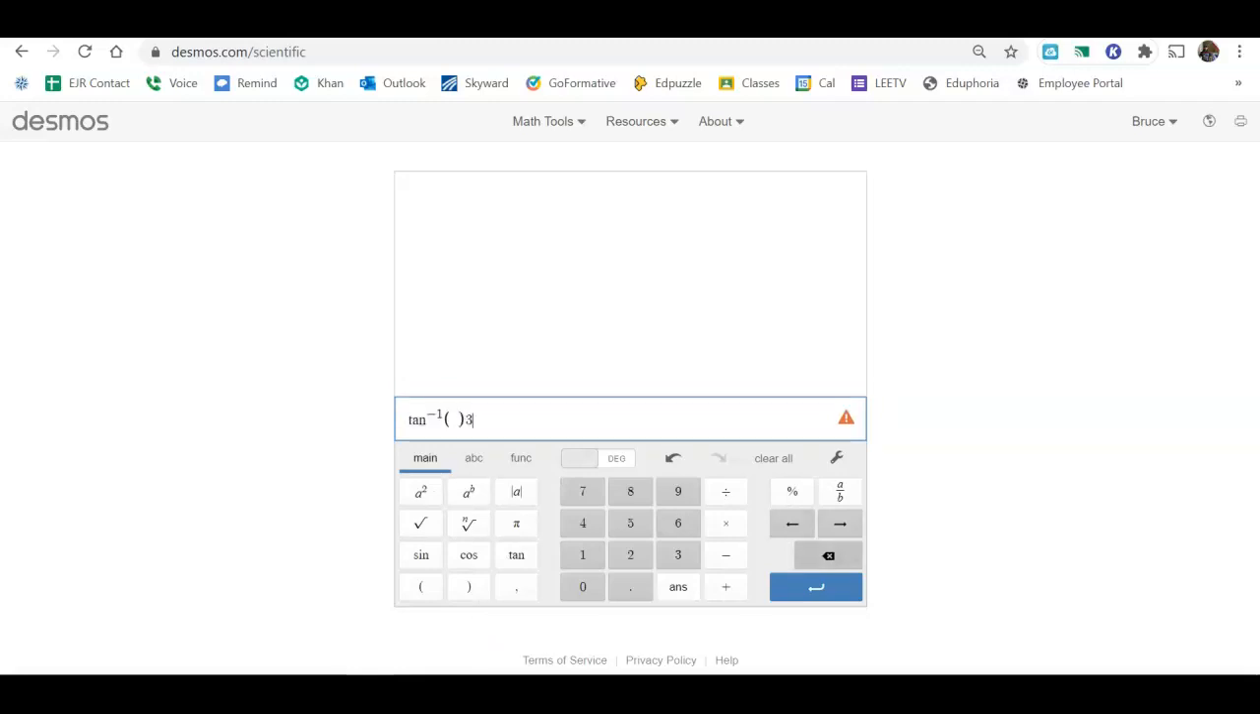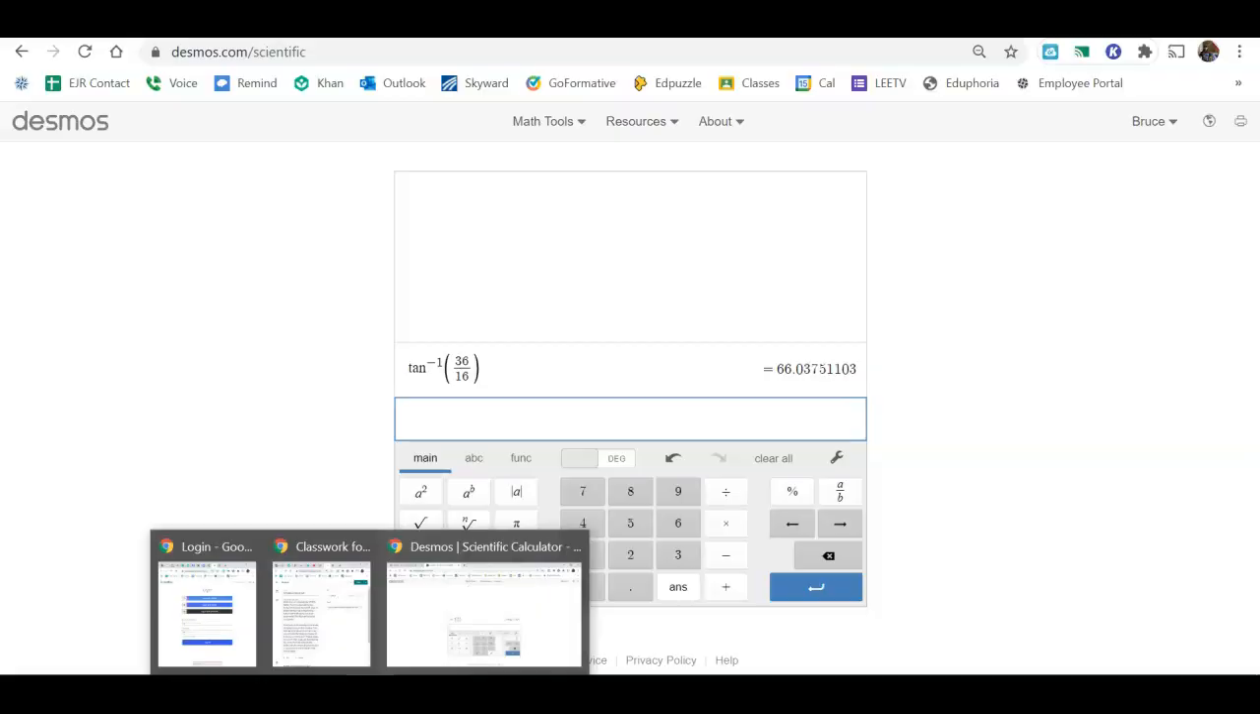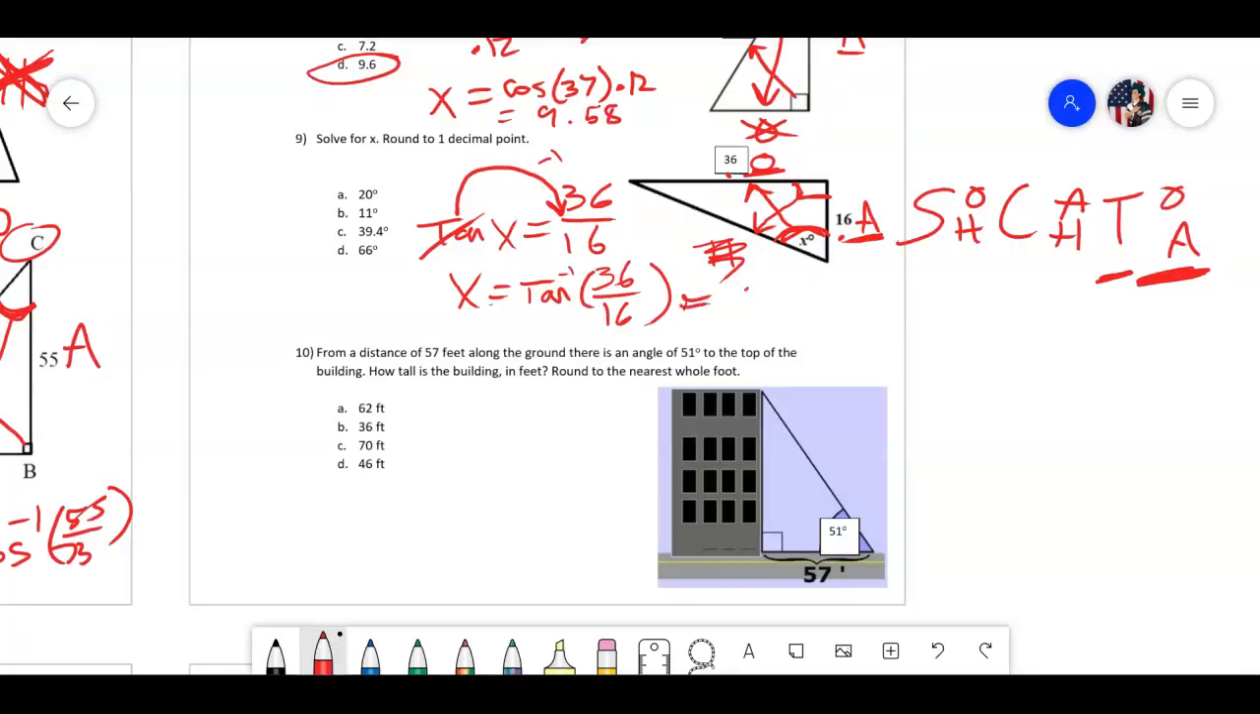All right, let's try that again. 36 over 16. And I get 66.037, which we know is rounding to 66. All right. 10 might look weird, but that is correct.